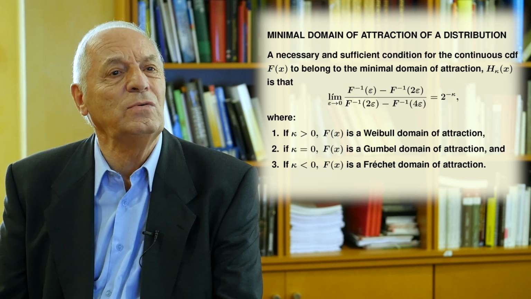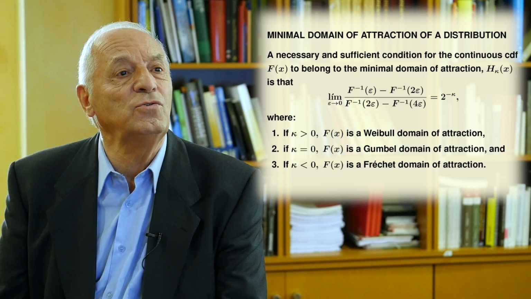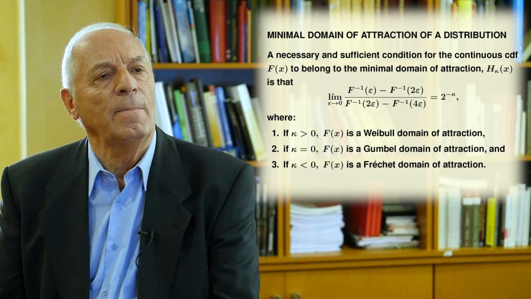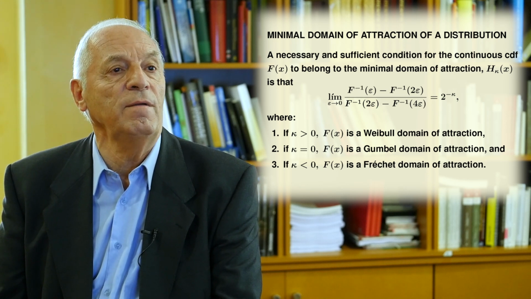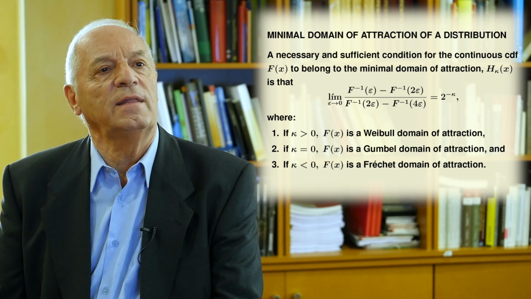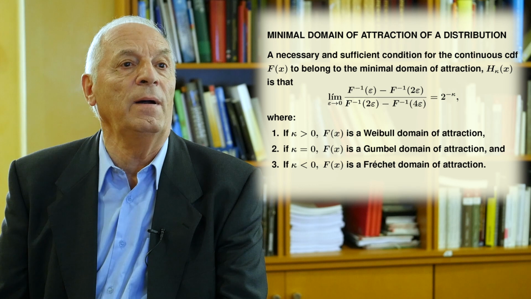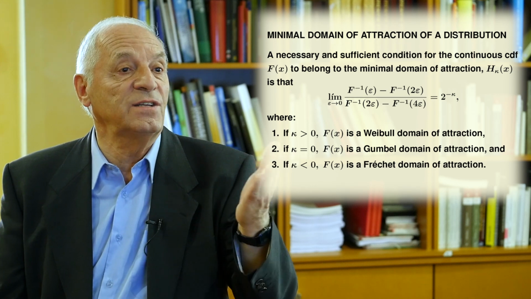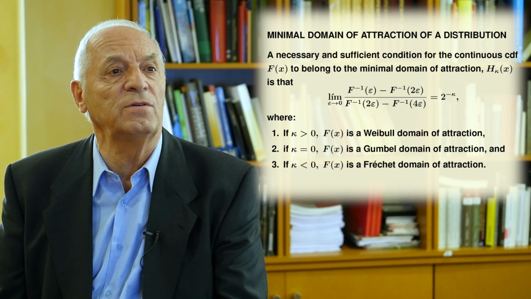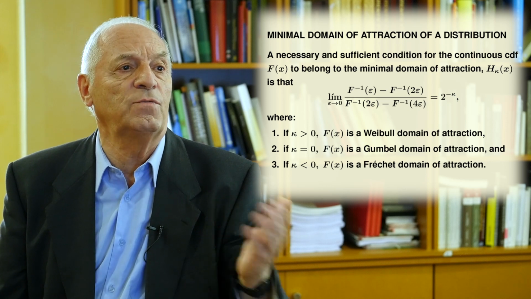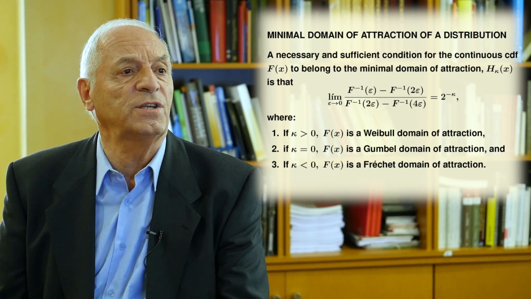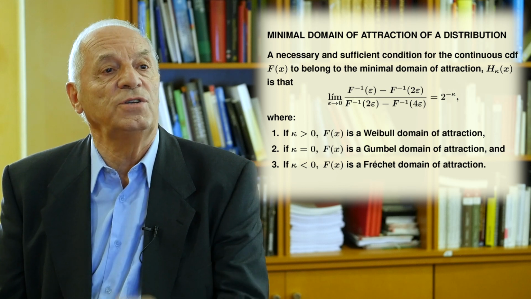An interesting question is, if I have a cumulative distribution function F of x, how can I know if I should use Weibull, Gumbel, or Fréchet? There is a very interesting theorem. It says that just by obtaining a limit, you can determine the value of a parameter kappa, and if kappa is larger than 0, that distribution can be approximated by Weibull, if it is equal to 0 by Gumbel, and if it is less than 0 by Fréchet. So this simple theorem will allow you to know which is the adequate distribution to be used.